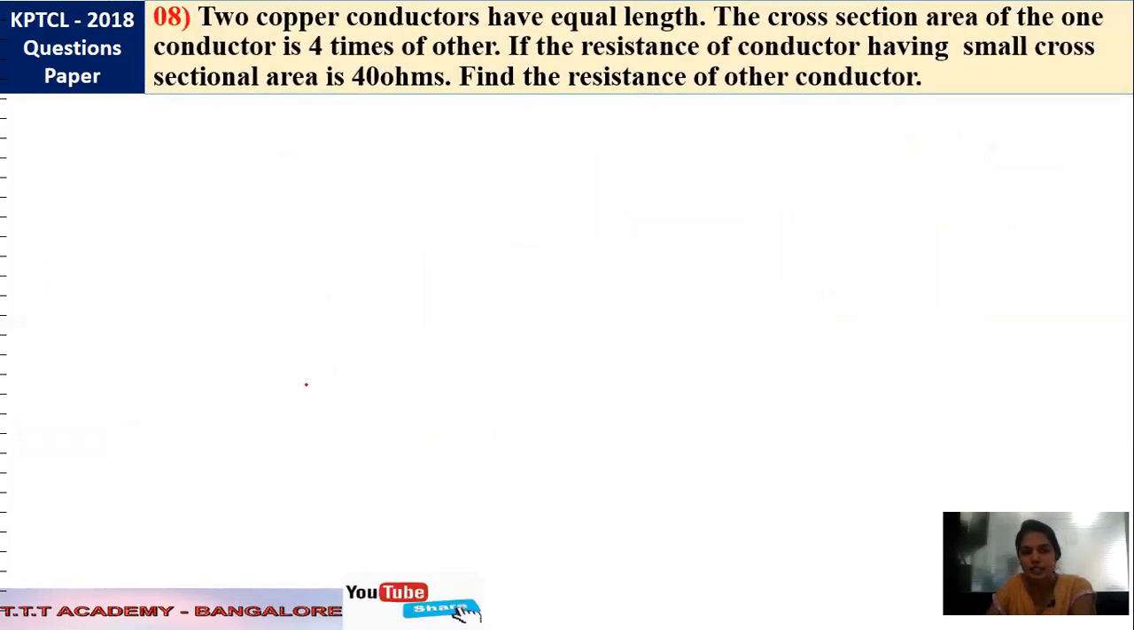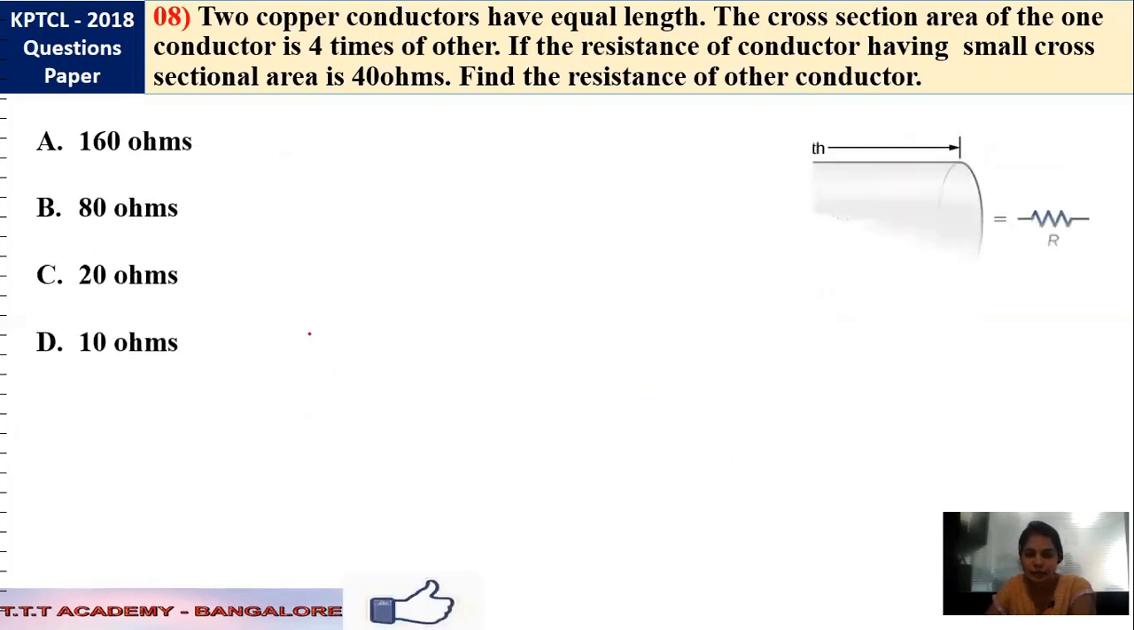So eighth question is, two copper conductors have equal length. The cross-section area of one conductor is 4 times of other. If the resistance of the conductor having small cross-sectional area is 40 ohms, find the resistance of other conductor.